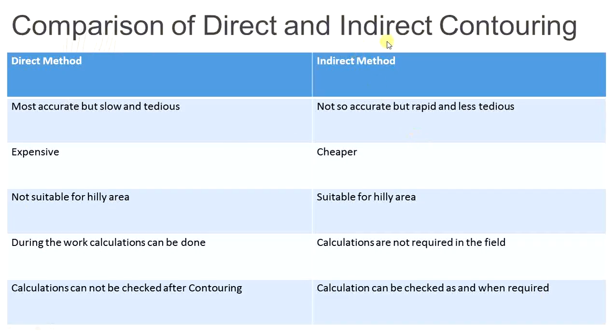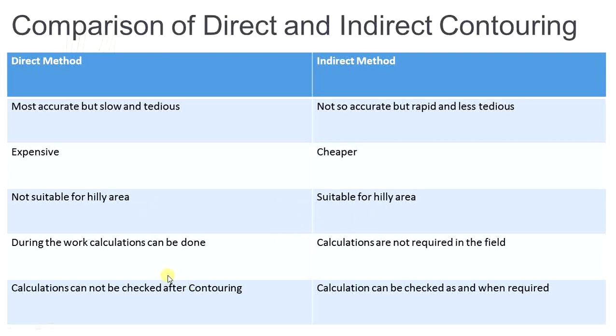Now comparing the direct and indirect methods. The direct method is most accurate but slow and tedious. The indirect method is not so accurate but rapid and less tedious. The direct method is very expensive, but the indirect method is economical. The indirect method is not suitable for hilly areas, but the direct method is suitable for hilly areas.